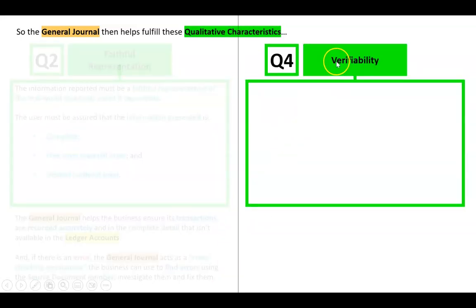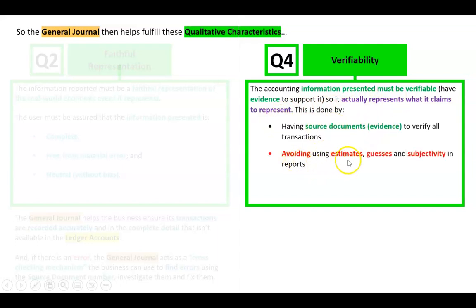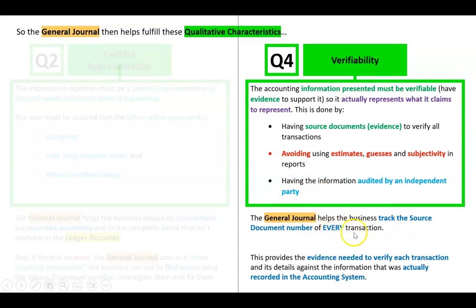We could also say that the general journal fulfills verifiability. That means the accounting information must be verifiable, so it actually represents what it claims to represent. This is done by having a source document or evidence, avoiding using estimates, guesses, and subjectivity, and having information audited by an independent party. Well, a general journal helps the business track every single source document of every single transaction. How does that fulfill verifiability? Well, this provides the evidence needed to verify each transaction and its details against the information that was actually recorded in the accounting system, and that's how it fulfills verifiability.